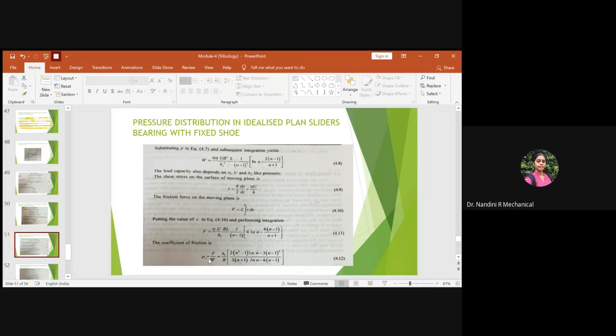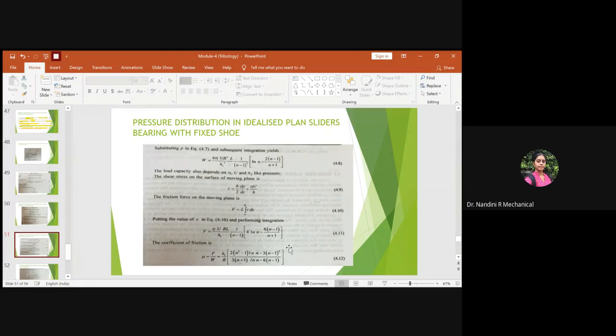So lastly, you can quickly determine the value of coefficient of friction, because you know that mu is equal to force upon load. So sorry, frictional force upon the load. So you know the equation for frictional force already, right? And you know the value for the load bearing capacity. So when you substitute both these values, so F is this one, this equation 4.11 upon equation 4.8. If you simplify, you will end up with this equation.